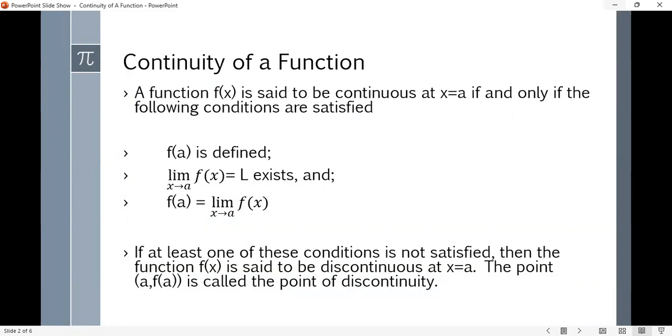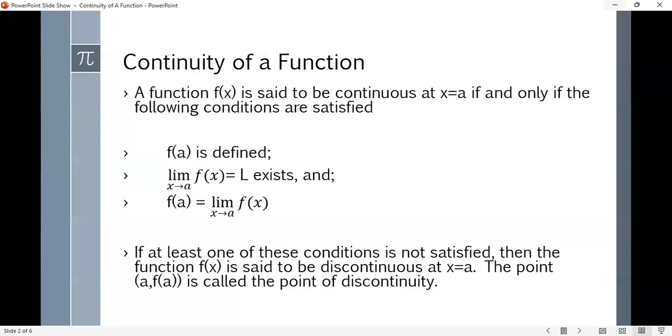So meron po tayo ng conditions. So kailangan daw defined si f of a. Next one, the limit of f of x exists. And lastly, f of a and the limit of f of x are equals. So at least one of these conditions were not satisfied, then the function f of x is said to be discontinuous, hindi po siya belong sa function po na yun at x is equals to a. The point a or f of a is called the point of discontinuity.